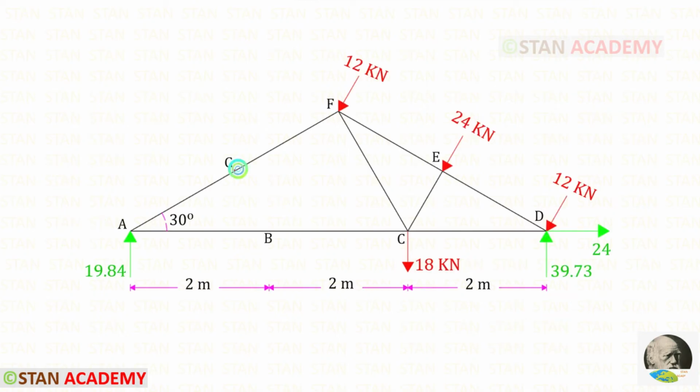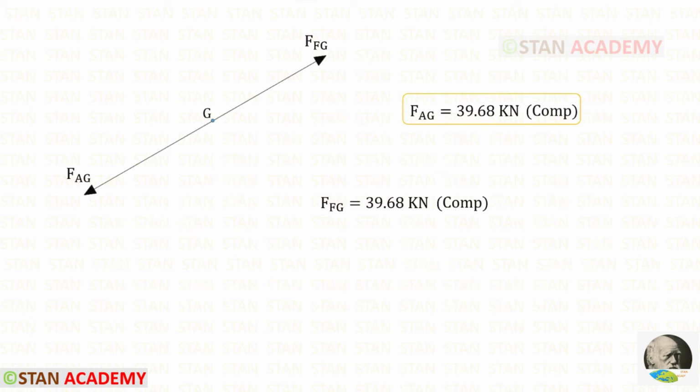Now let us take the joint G. In the joint G, we have FAG and FFG. We know that AG and FG are collinear. FAG and FFG are acting in the opposite directions. So FAG and FFG will be same. In this case, for FFG, we have to just apply the value of FAG.